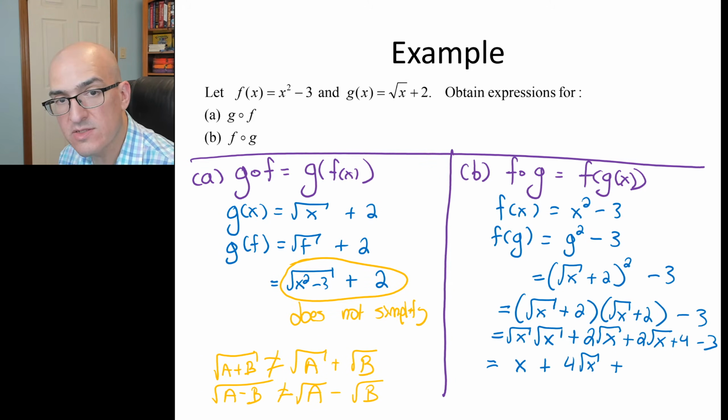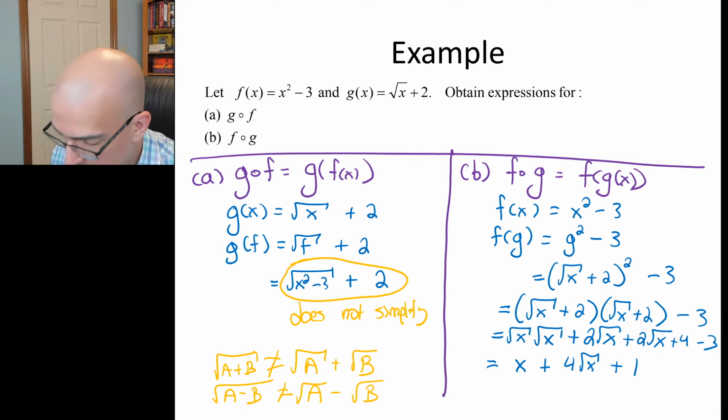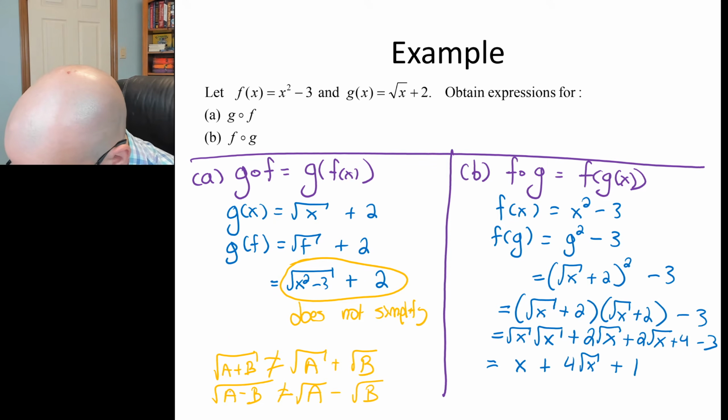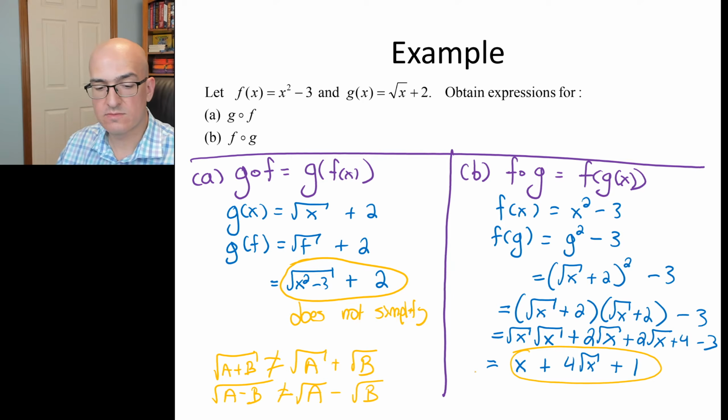And the last two pieces are like terms. They're both constants. 4 minus 3, we get 1. So notice that this is not the same. G circle f and f circle g are different, which is usually what will happen.